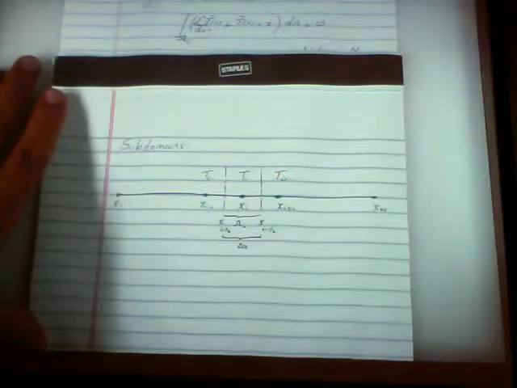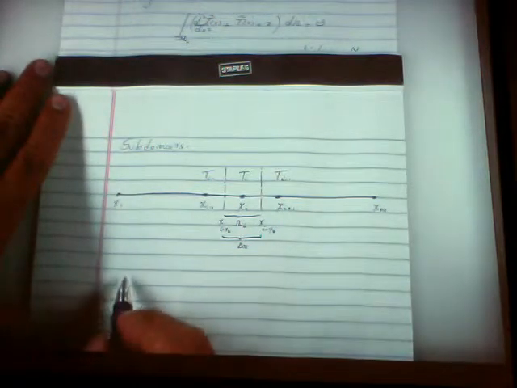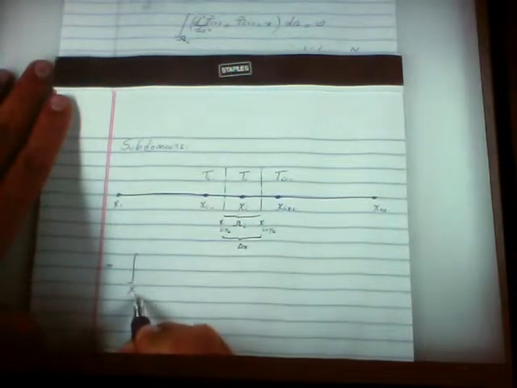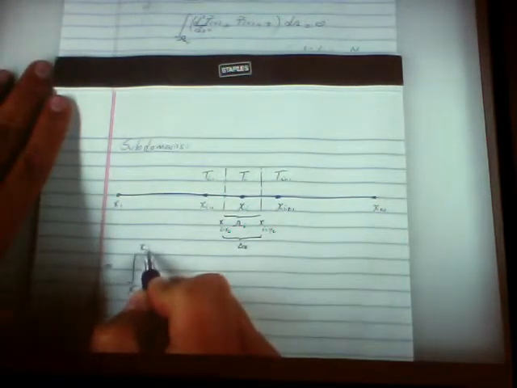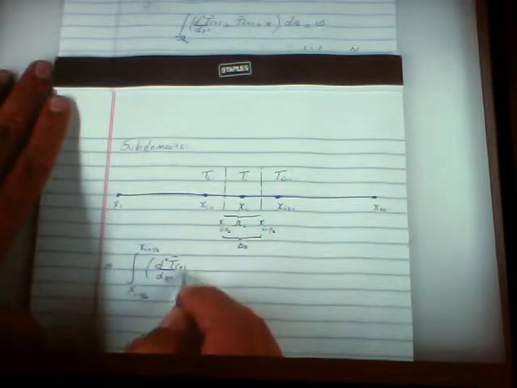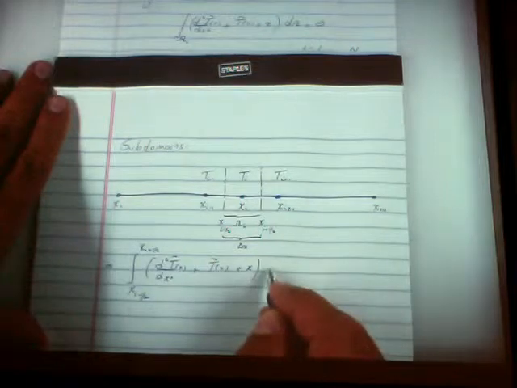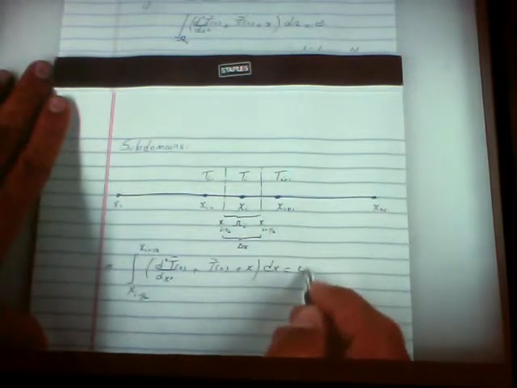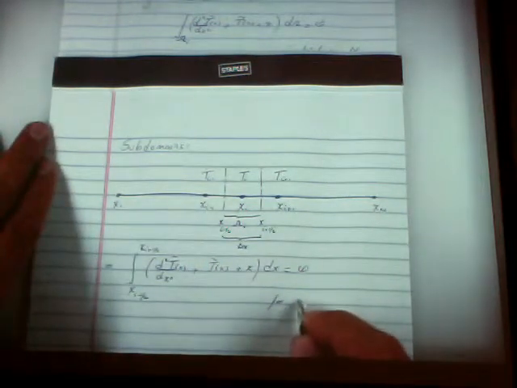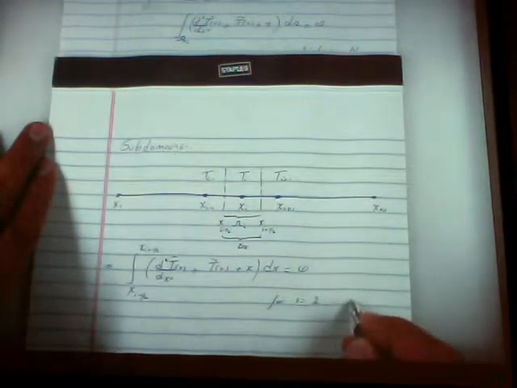So what this will reduce to is then the integral between x_i minus a half to x_i plus a half of the second derivative of the temperature approximation plus the temperature approximation plus x dx must be equal to 0. And now we can only do this from 2 to n minus 1.